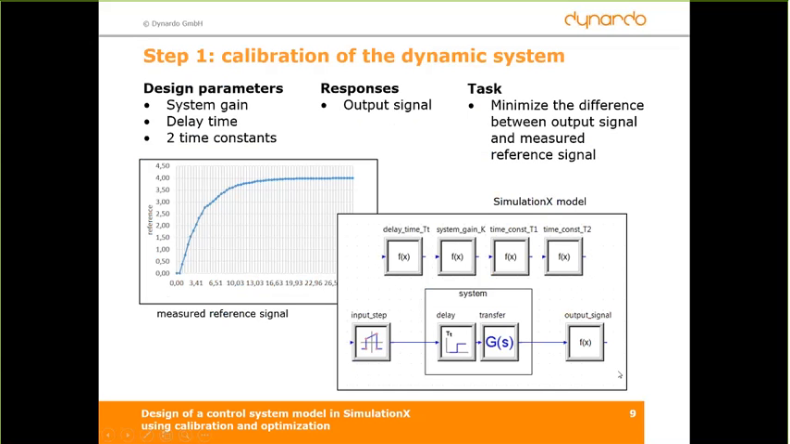The module output signal shows the transfer function of the dynamic system model using the currently chosen parameter values. This transfer function should fit with the measured one from the real system, which is shown on the left. That means the task is to minimize the difference between the model output signal and the measured reference signal.